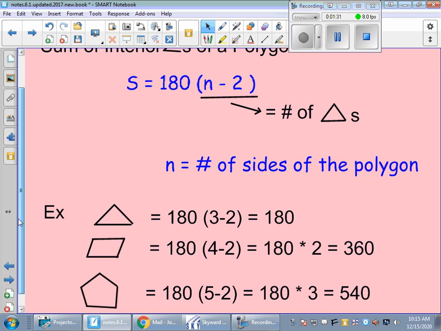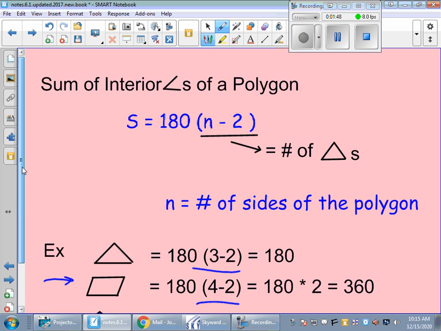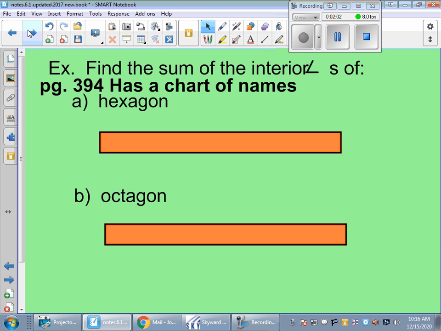Same type of idea here. A triangle is a three-sided figure. 3 minus 2 is 1. 1 times 180, 180. A four-sided figure, quadrilateral right here. 4 minus 2 is 2. 2 times 180, 360. And again, this is the sum of the interior angles. Interior angles, that's important. Here we have a five-sided figure, pentagon. 5 minus 2 is 3 times 180, and we get the 540. So again, that's how we find the sum of the interior angles.